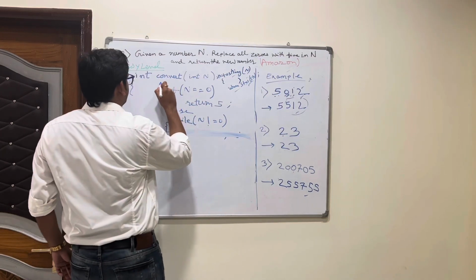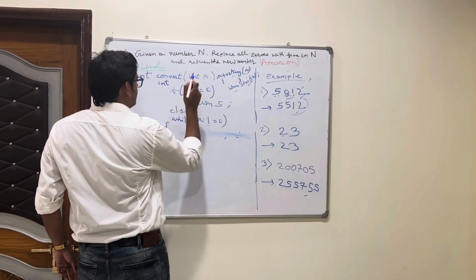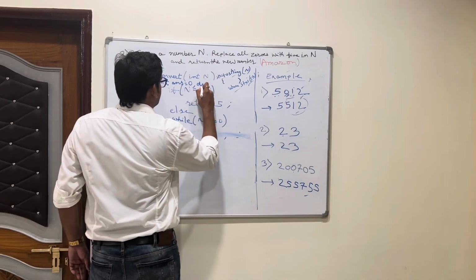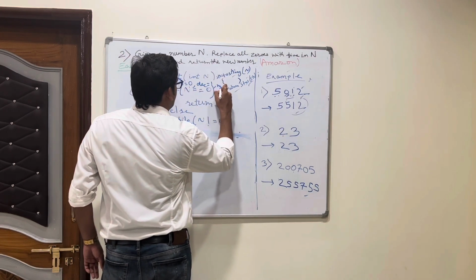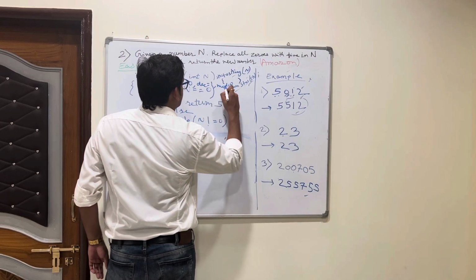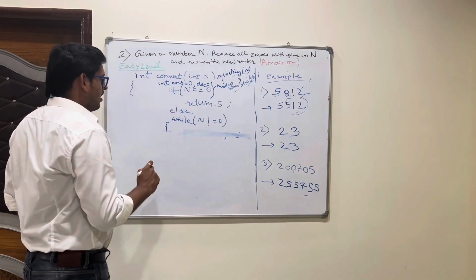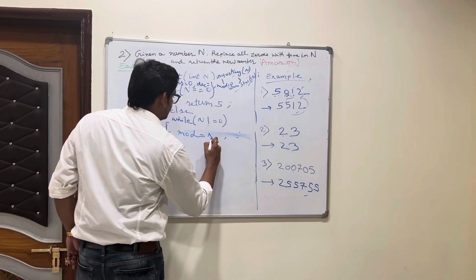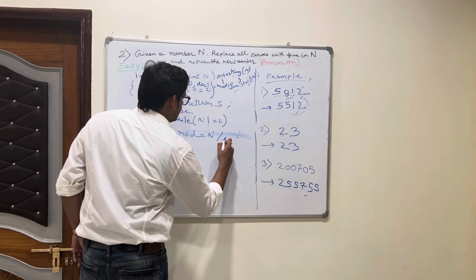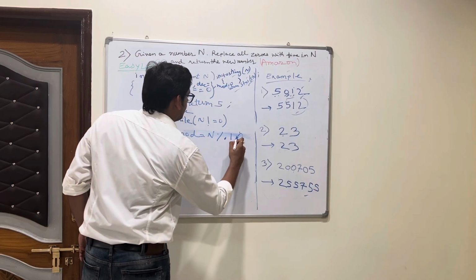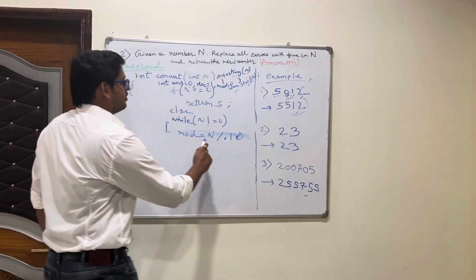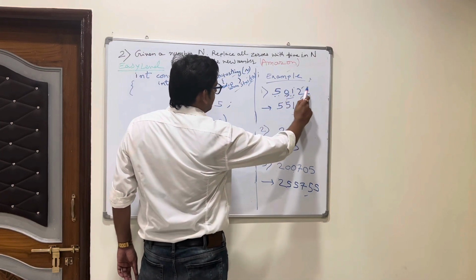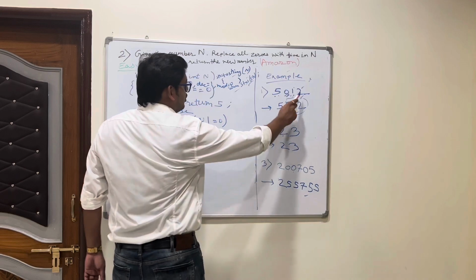Or we can declare it over here. Anything is fine. Int answer equal to 0, decimal equal to 1, mod equal to 0. Okay. Now what we'll do, we will check this value is 0 or not, mod n mod 10. So mod will be 5012. If we take the example of 5012, mod 10 would be 2.